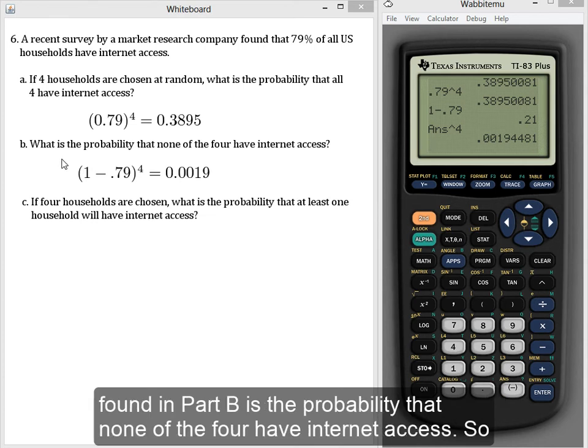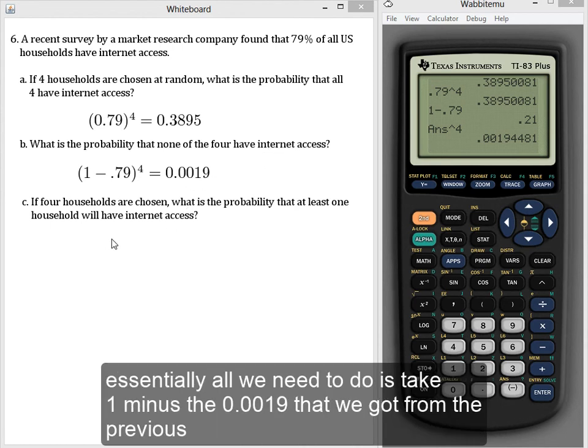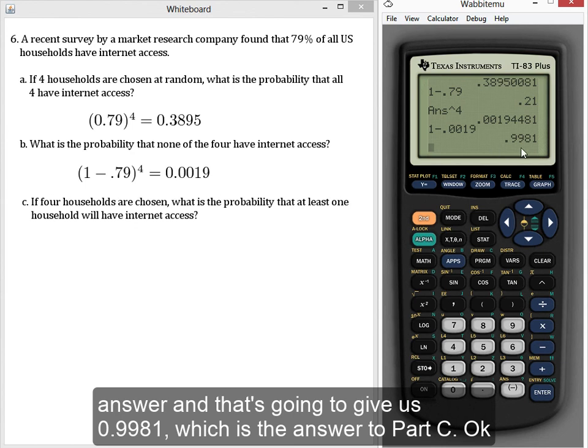What we just found in part B is the probability that none of the 4 have internet access. So essentially all we need to do is take 1 minus the 0.0019 that we got from the previous answer, and that's going to give us 0.9981, which is the answer to part C.